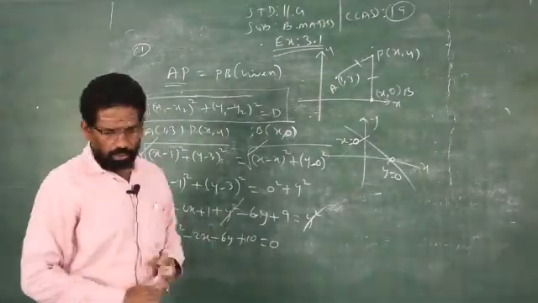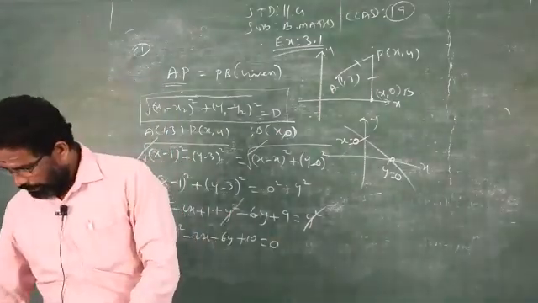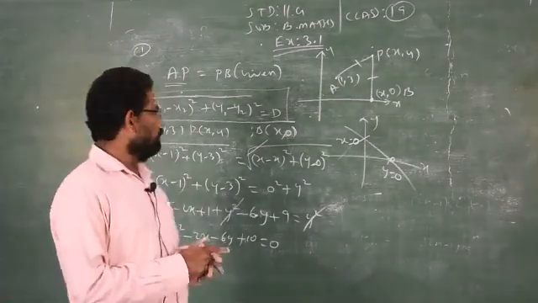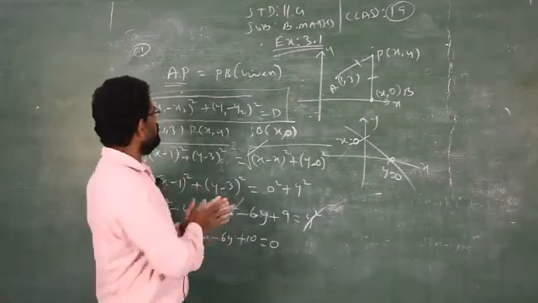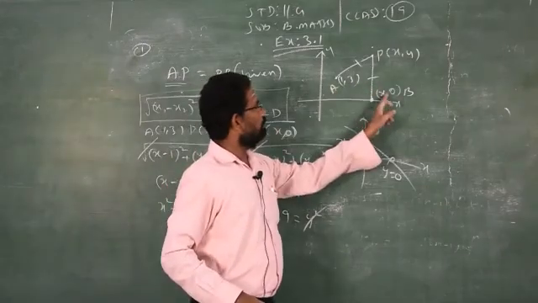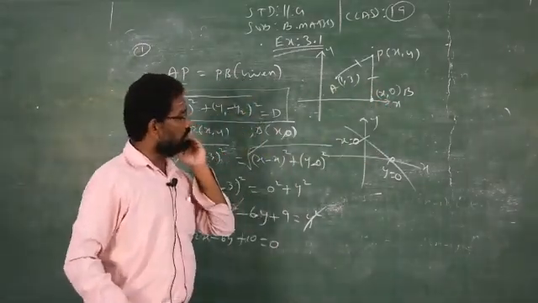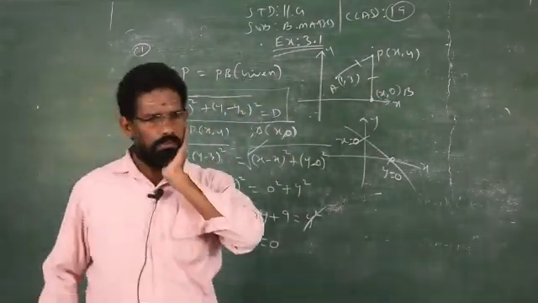Now you understand? So the remaining problems you have to see in the next class. You have to remember the concept: equidistance means AP is equal to PB. Based on this concept, we have a few more problems that we will see in the next class.